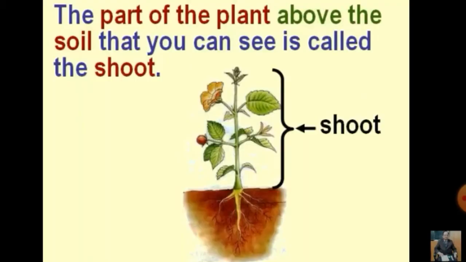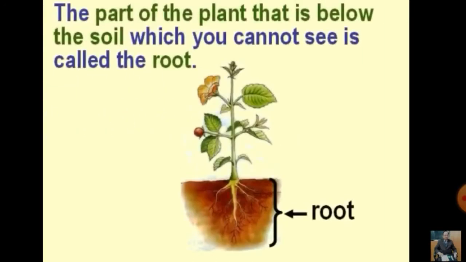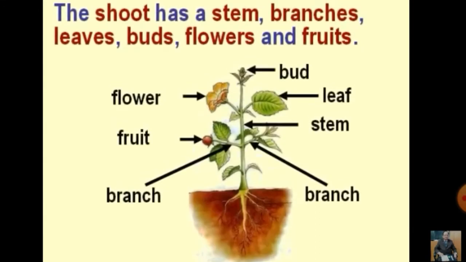As you can see, the part of the plant above the soil that you can see is called the shoot. The part of the plant that is below the soil, which you cannot see, is called the root. The shoot has a stem, branches, leaves, buds, flowers and fruits.